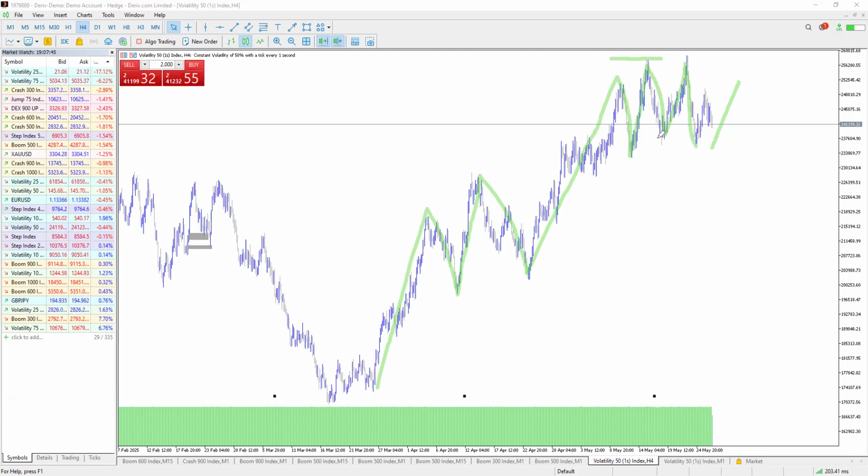So basically we have our first change of character. And what we are looking forward to second is our breakout structure. When we break this area here, now we know we have a breakout structure and our structure is shifted, right? So let's go to H1. Let's see what market structure we're getting in H1.